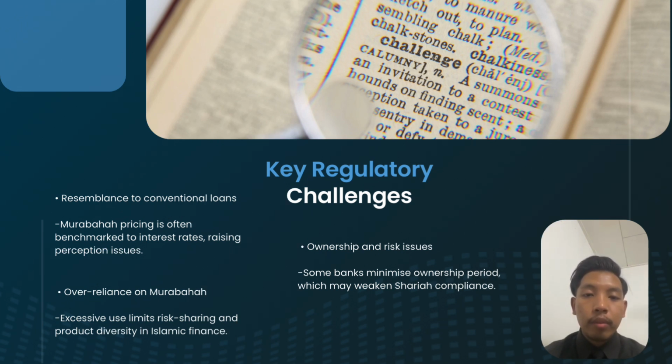Another regulatory challenge involves asset ownership and risk transfer. In some cases, banks minimize the duration of ownership or rely heavily on constructive possession, which may weaken the substance of Sharia compliance. There is also concern about the excessive reliance on Murabahah by Islamic banks. While Murabahah provides stable and predictable returns, its dominance limits the use of risk-sharing contracts and may prevent Islamic finance from achieving its broader socio-economic objective.